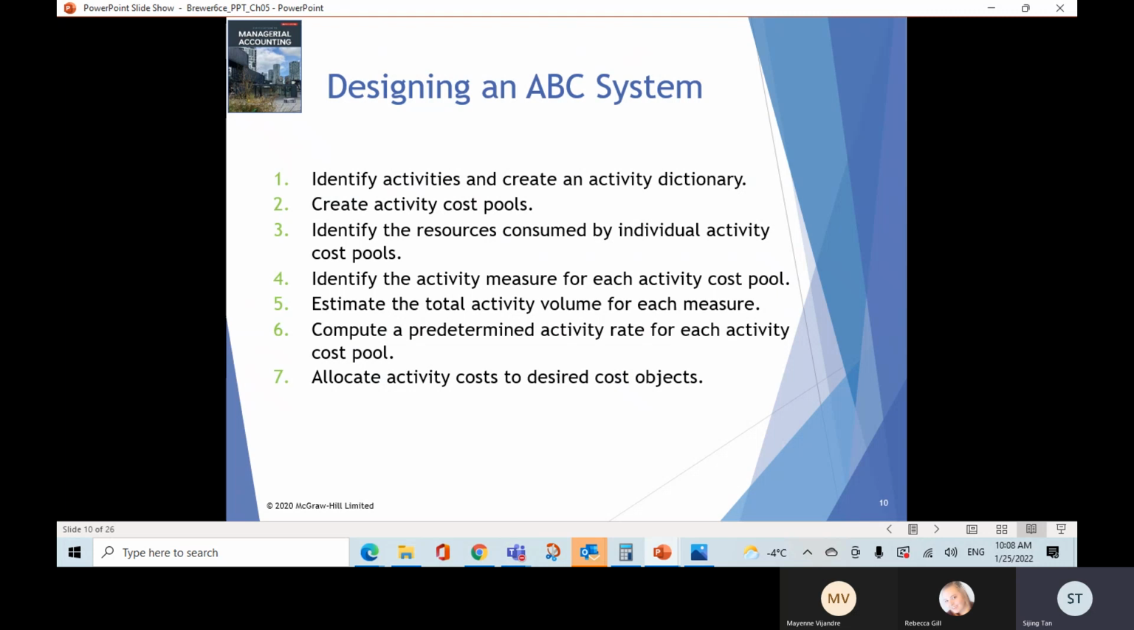Now we talk about the seven steps from our slides. You could see there, to design an ABC system, you identify activities and create an activity dictionary, create activity cost pools, identify the resources consumed, identify the activity measure, estimate the total activity volume, and compute a predetermined activity rate. Then allocate activity cost to desired cost objects.